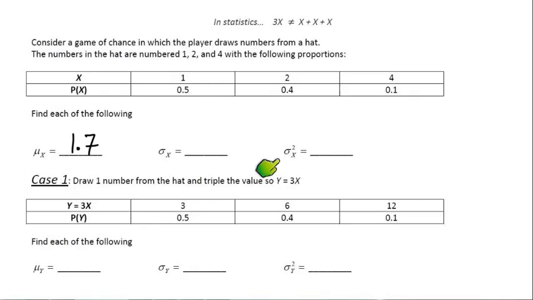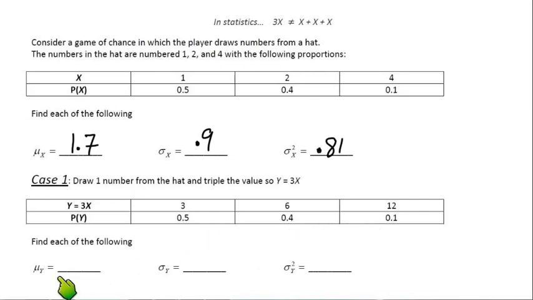The variance, let's calculate the variance first. The variance is actually what we'd calculate first, and then the standard deviation. So the variance in this case would be 0.81, and then to take the square root of that, we'll get our standard deviation of 0.9. Okay, so the first case says draw one number from the hat and triple the value. So whatever number you draw, you're going to triple the value. So our new random variable y just takes x and multiplies it by 3. So 1 became 3, 2 became 6, and then 4 became 12. And then the probabilities are still distributed the same.